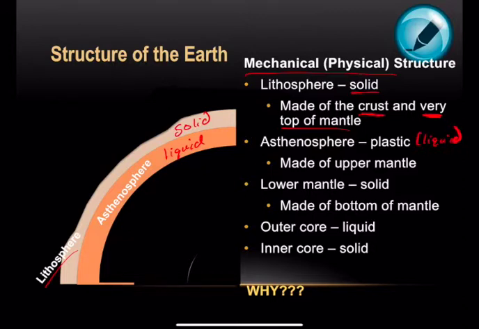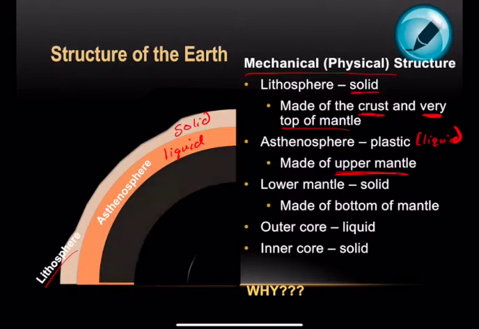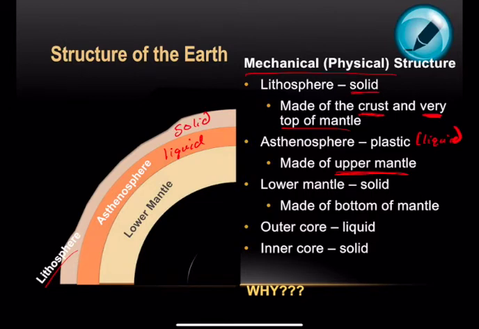The asthenosphere is made out of the upper part of the mantle, so it's chemically made out of mantle, and in the asthenosphere, it's acting like a liquid. We go down one more layer. We're still in the chemical mantle. This is the bottom of the mantle, so these are the same chemistry, but now that liquid is acting like a solid. Why is it acting like a solid? We're going to talk about that in just a second.